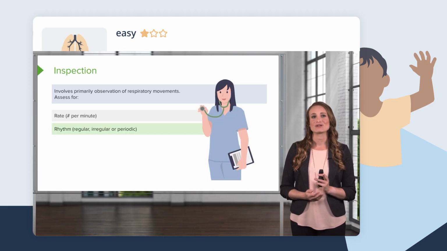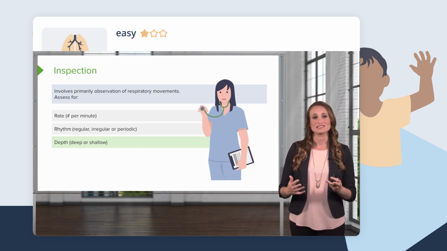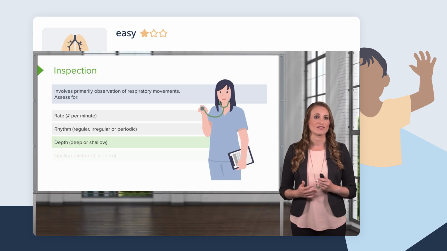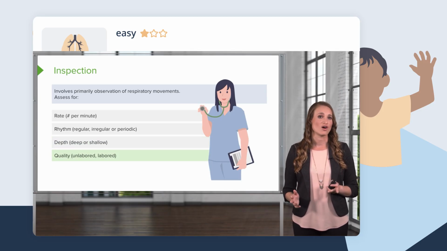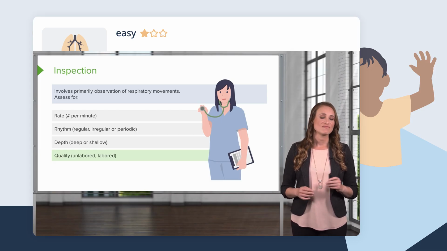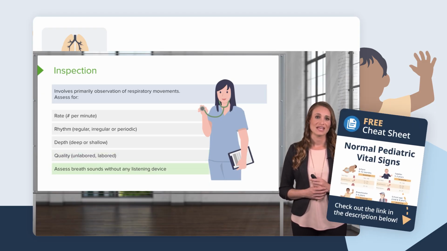You'll assess the respiratory rhythm. Is this regular, is it irregular, or periodic? You're going to look at the depth of respirations. Is your patient breathing deeply, or do they have shallow breathing? What is the quality? Are they working to breathe, or are they calm? If it's unlabored, that's normal. They're calm, they're breathing well. If it's labored, that means they have increased respiratory effort.